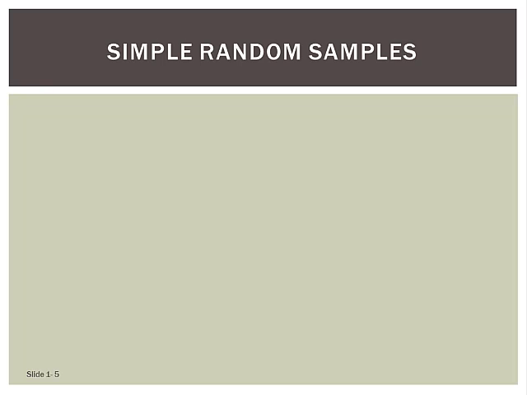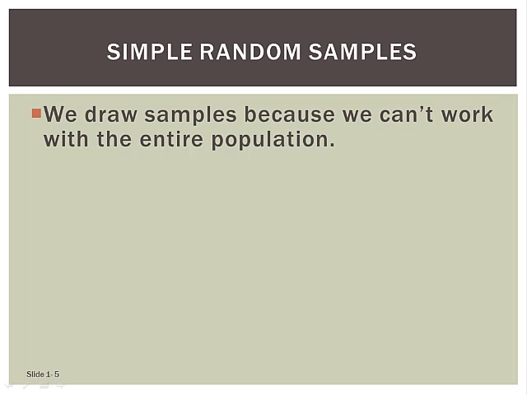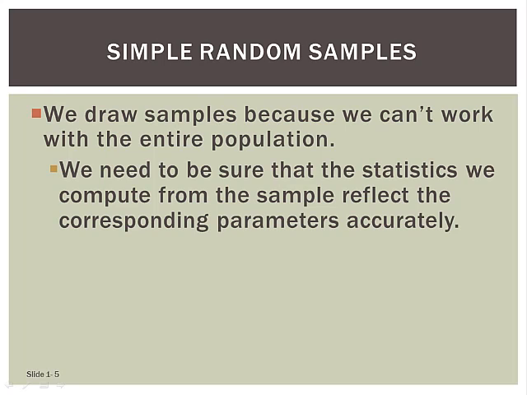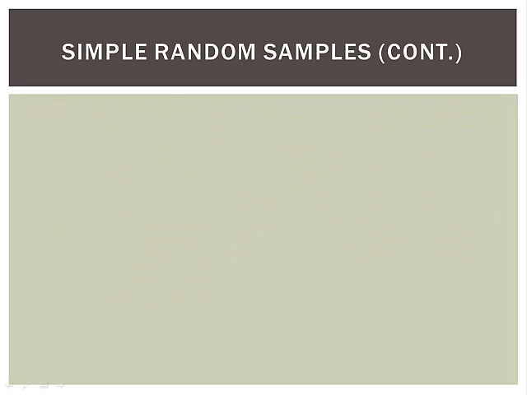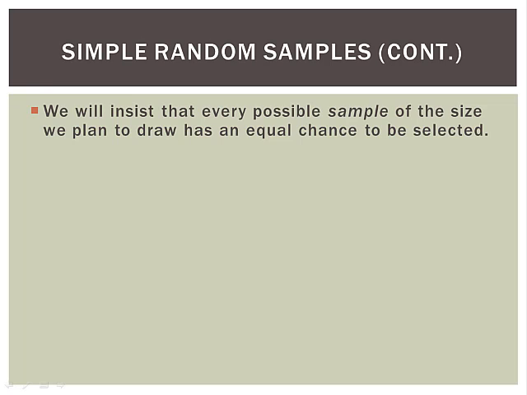So, simple random samples. We draw samples because we can't work with the entire population, right? We need to be sure that the statistics we compute from the sample actually reflect the corresponding parameters, that is the population, correctly and accurately. So the sample that does this is said to be representative. Okay? We want a representative sample. So we will insist that every possible sample of the size we plan to draw has an equal chance of being selected. So no observation, no subject or person couldn't possibly be in the sample.